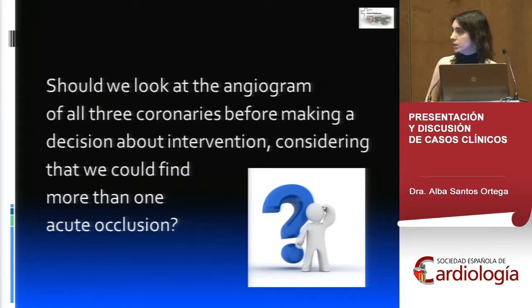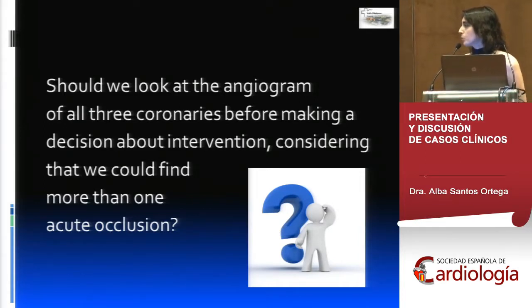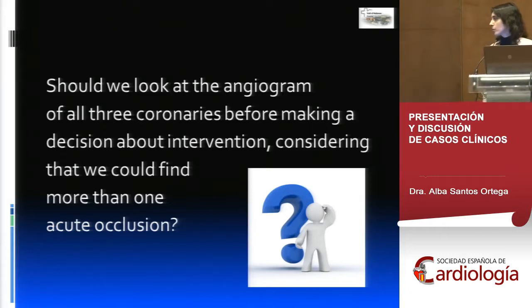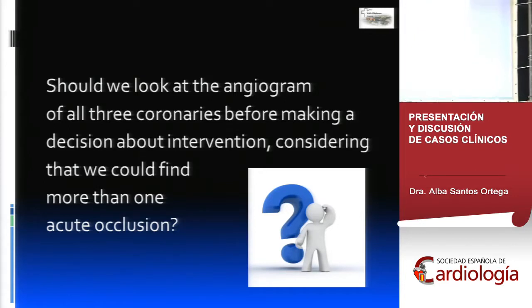So under this scenario, my question is, should we look at the angiogram of all the coronaries before making a decision about the intervention? Any comments? So I will start off. The answer is yes. You want to have a clear understanding of the coronary anatomy, also because it takes no more than 2 minutes to squirt all the coronaries.